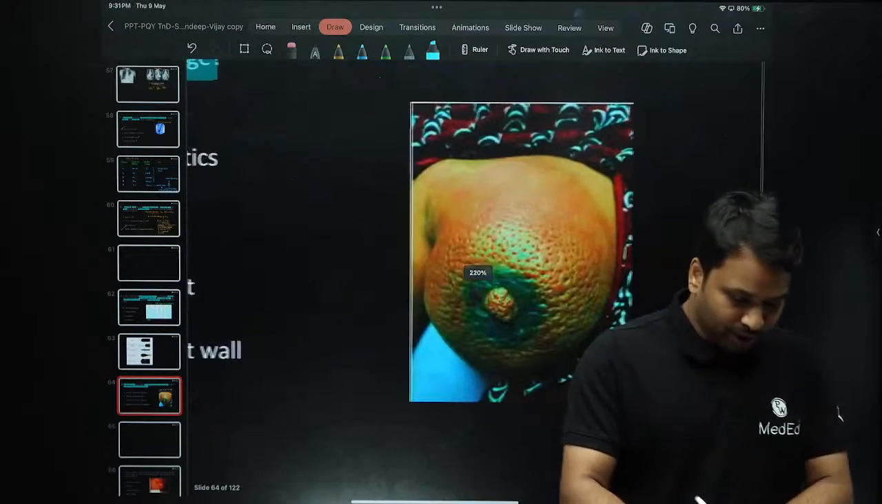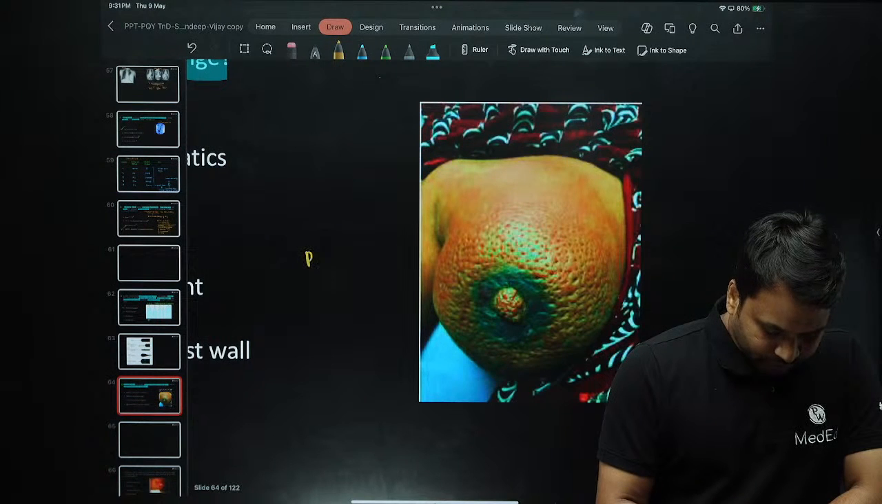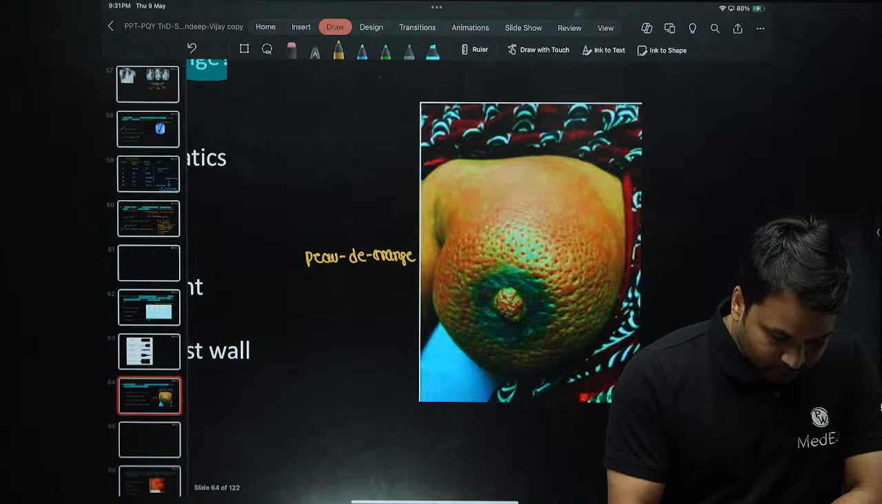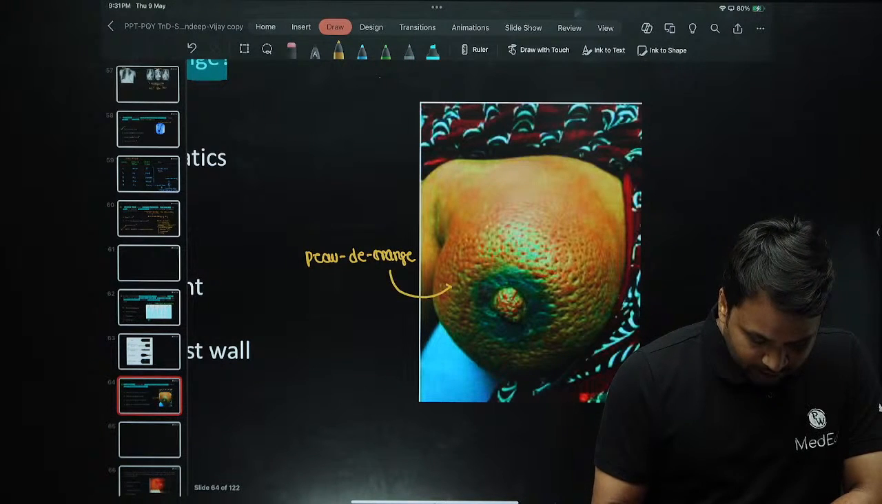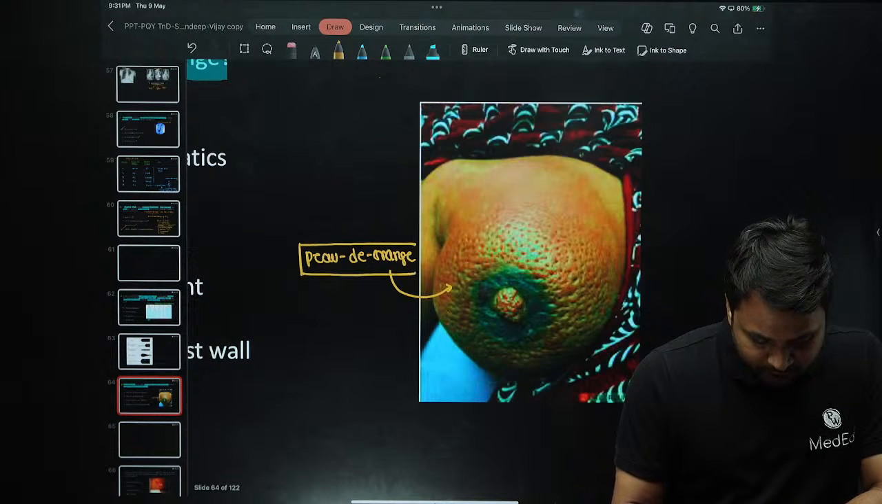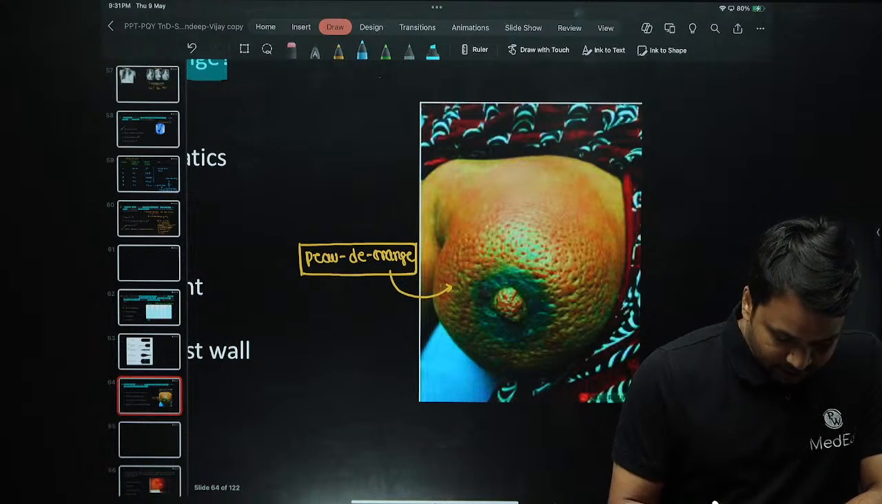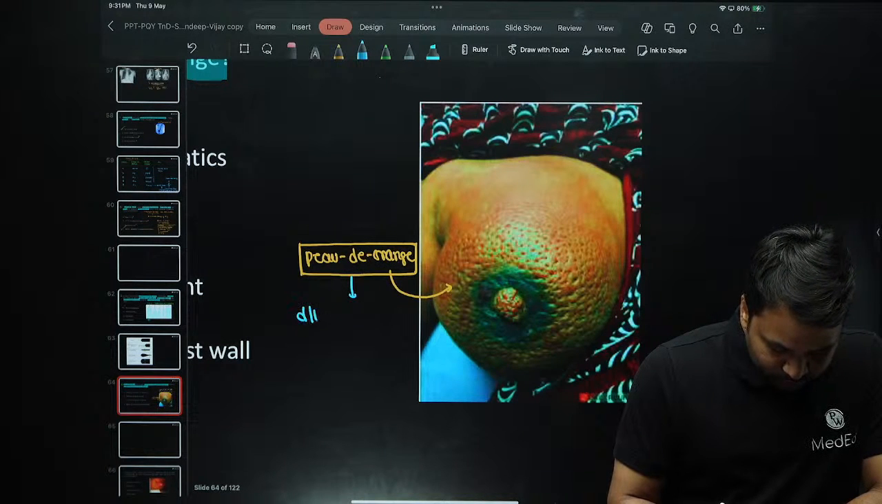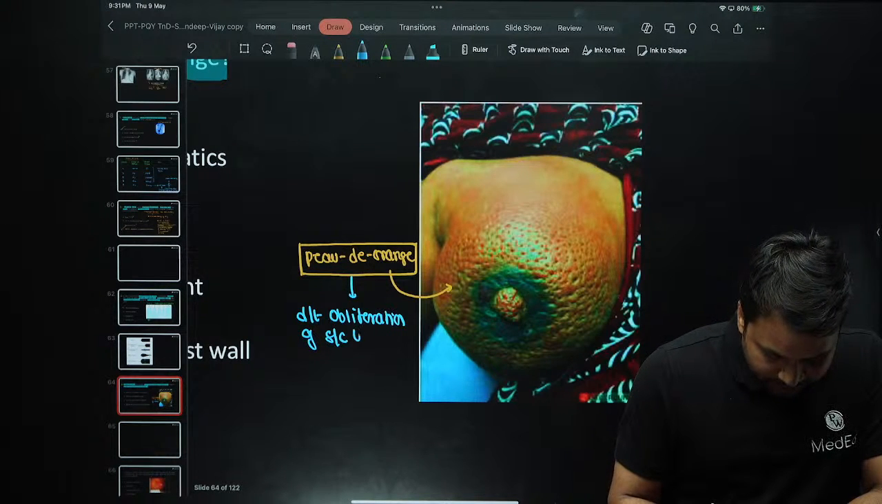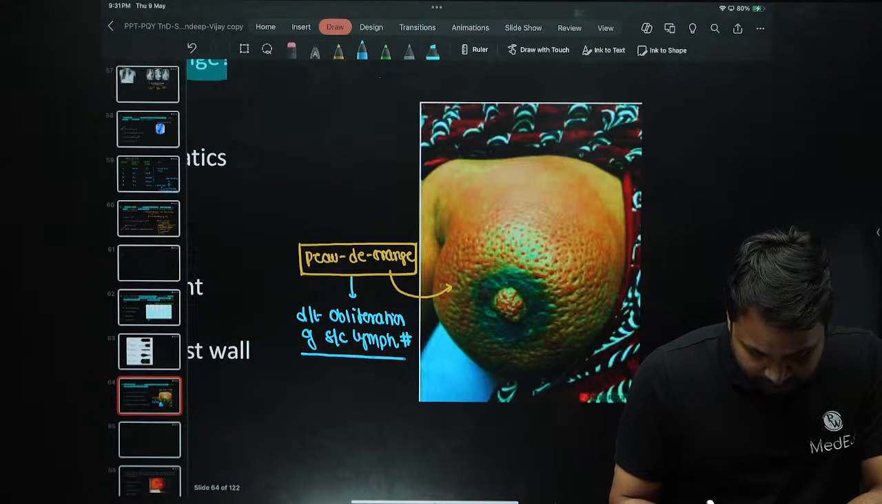ये है आपका पियोदे ऑरेंज. This is your peau d'orange. Now, this peau d'orange is your orange peel like skin. Why does the peau d'orange occur? It is because of obliteration of subcutaneous lymphatics, right? An obliteration of subcutaneous lymphatics.